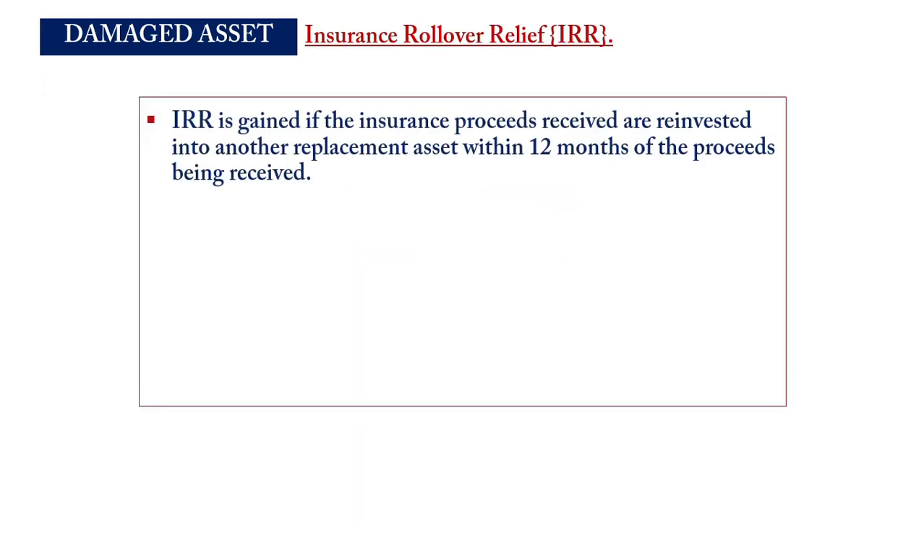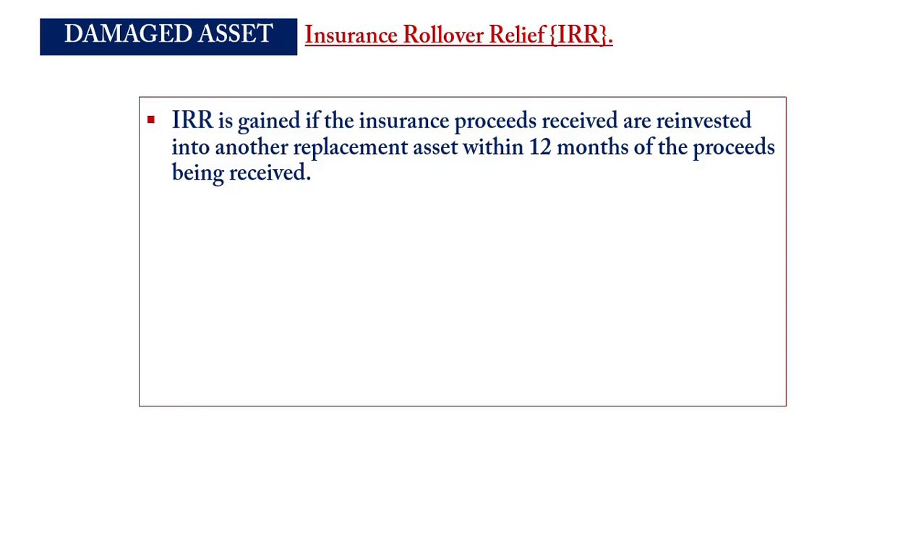We spoke of the insurance money being received, therefore it will be treated as sales proceeds, and then it will lead to a capital gain. Now, when the insurance money is received and then reinvested into another asset to replace the one that has been damaged, destroyed or lost within 12 months of receiving the proceeds, there will be an insurance rollover relief enjoyed by the individual. Within 12 months means that after the proceeds were received, from that time to 12 months later, the money is reinvested in the replacement asset.